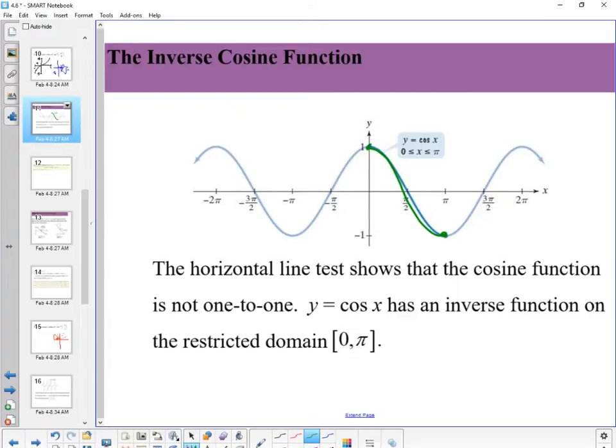Wait, so it's not like, I thought the y's can have more than one x though. Well, there's two types of functions for starters. No, you're not. Listen to me.